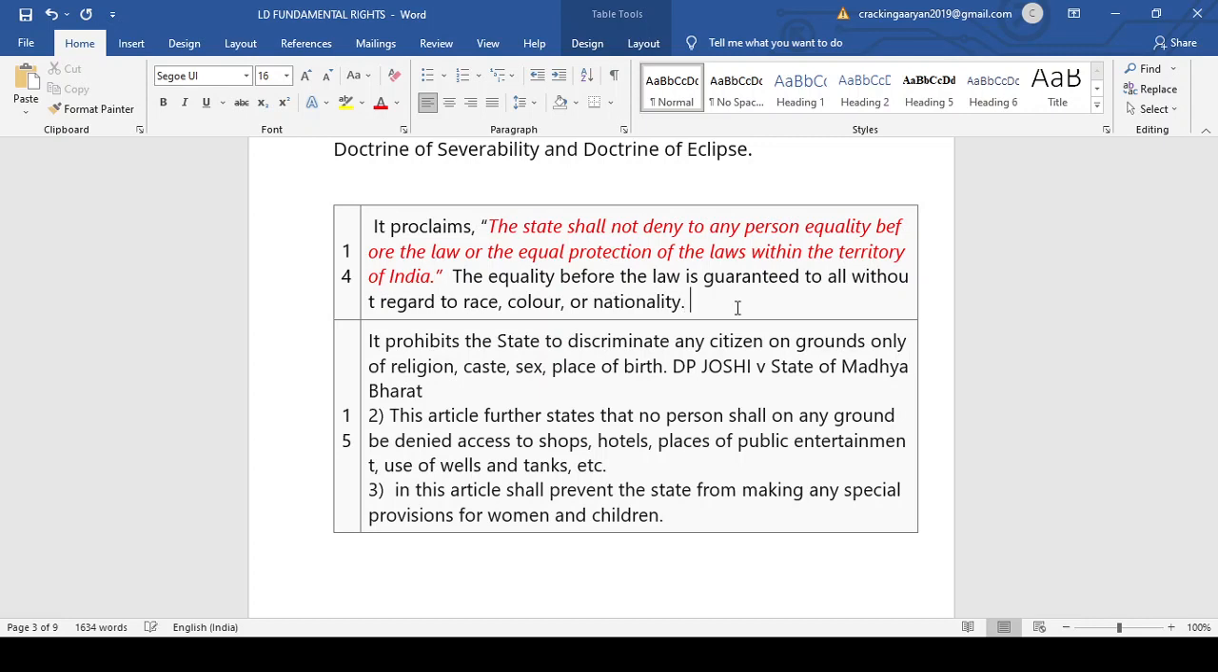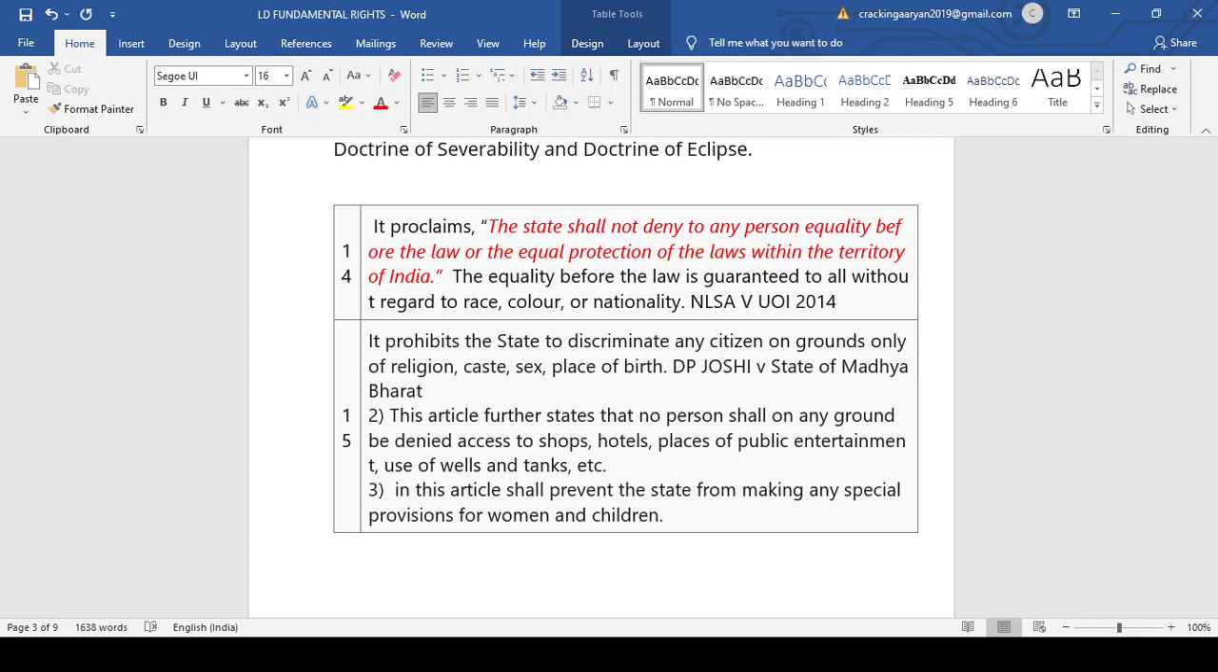This is a very important case, National Legal Services Authority versus Union of India, the 2014 judgment, in which the Supreme Court held that Article 14, apart from non-citizens, is also applicable to the transgender. So this is about your Article 14. Nothing more is there in Article 14. Just you have to remember what Article 14 is.